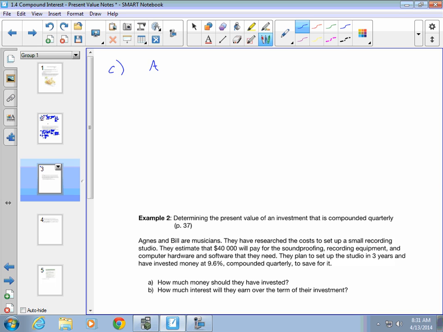So for A over P, that's what we were looking at in that other one. Actually, I'm just going to fix that. If my A, future value, is equal to P times 1 plus I to the power of N, I want to find out what is happening to this ratio. So if I divide through, I have A over P is equal to 1 plus I to the power of N.